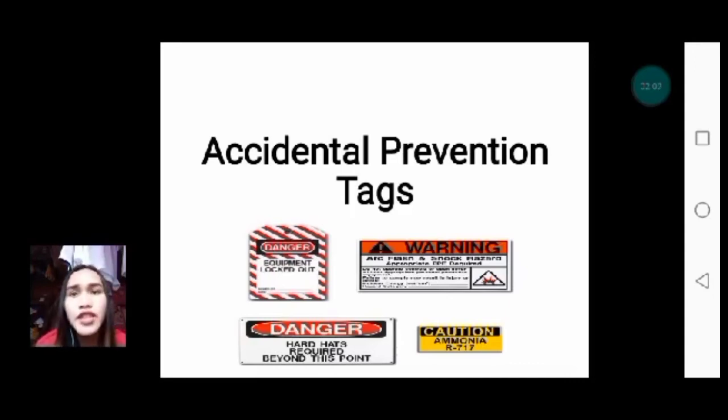An accident prevention tag shall be used as a temporary means of warning employees of an existing hazard, such as defective tools, equipment, etc., and this shall not be used in place of or as a substitute for accident prevention signs. These signs inform us that we don't need to enter that area because that area is very harmful. These tags are very important.